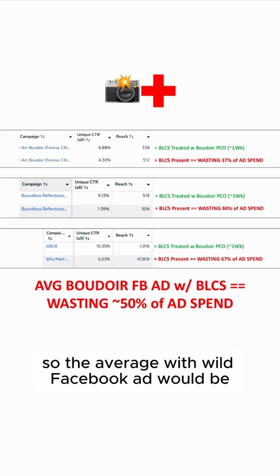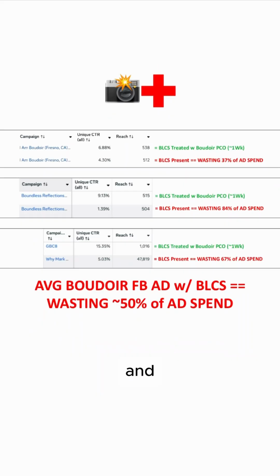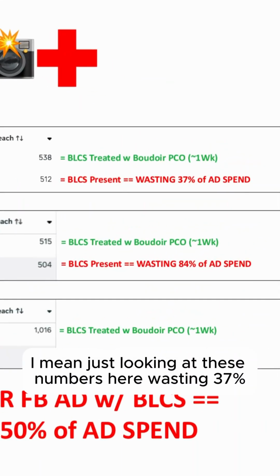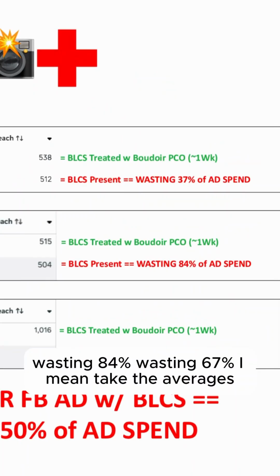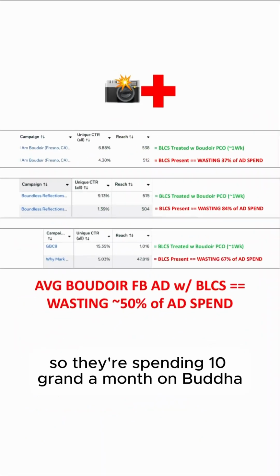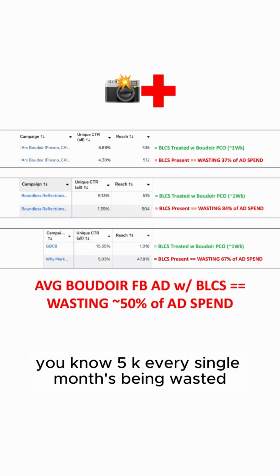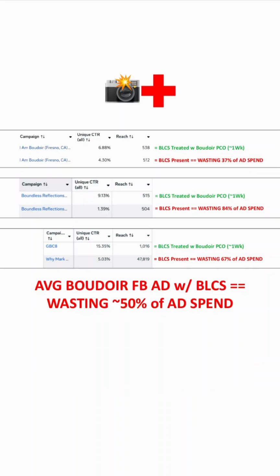So the average Boudoir Facebook ad with BLCS is wasting about 50% of its ad spend. I mean, just looking at these numbers here, wasting 37%, wasting 84%, wasting 67%. Take the averages. The average is somewhere between 50 to 60%. So if they're spending 10 grand a month on Boudoir Facebook ads, on average, 5K every single month is being wasted.